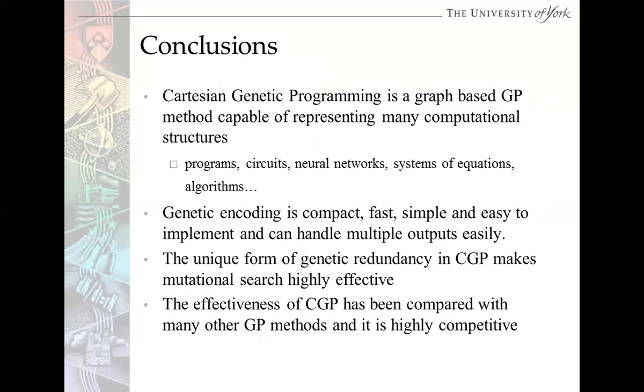So to conclude, Cartesian GP is a graph-based GP method. It's very, very flexible and general, and can represent many types of computational structures, from programs, circuits, neural networks, systems of equations, algorithms, and probably many more. It's compact, fast, simple, and easy to implement, and can handle multiple outputs easily. It has a unique form of genetic redundancy, non-coding genes, which make the mutational search highly effective. And the effectiveness of CGP has been compared with many other GP methods, and often it's very highly competitive.